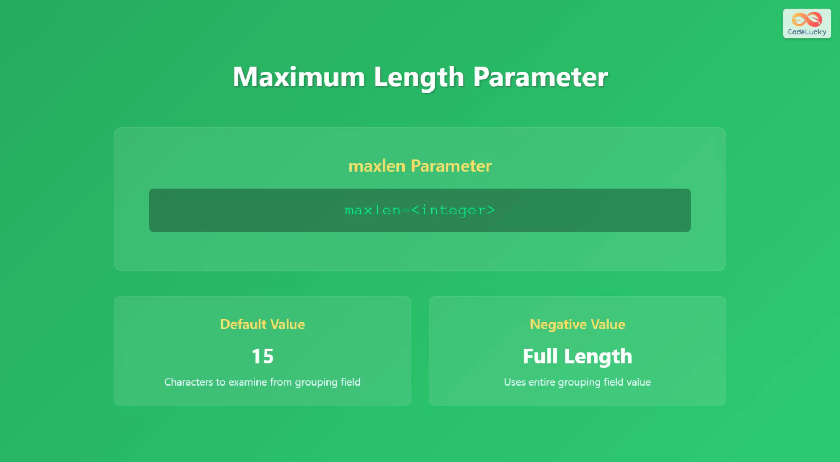The maxlen parameter controlled how many characters from the grouping field would be examined during the analysis process. The syntax was maxlen equals followed by an integer value. The default value was 15 characters, meaning only the first 15 characters of the grouping field would be analyzed. However, you could specify a negative value to use the full length of the grouping field value. This parameter was important for performance optimization. Examining fewer characters made the command run faster, but potentially at the cost of accuracy. Examining the full field value provided more comprehensive analysis, but required more computational resources and time.